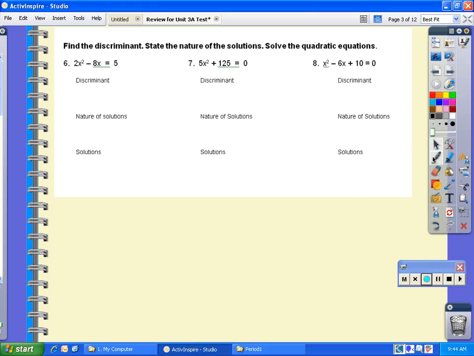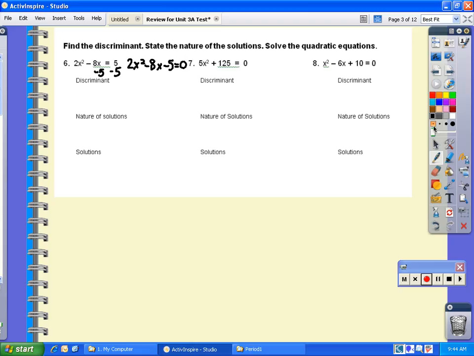So we're going to start with number 6, which is 2x squared minus 8x equals 5. Remember that we have to have our equation equal to 0 in order to be able to solve it with the quadratic formula. So we are going to first subtract 5 from both sides, which leaves me with the equation 2x squared minus 8x minus 5 equals 0.